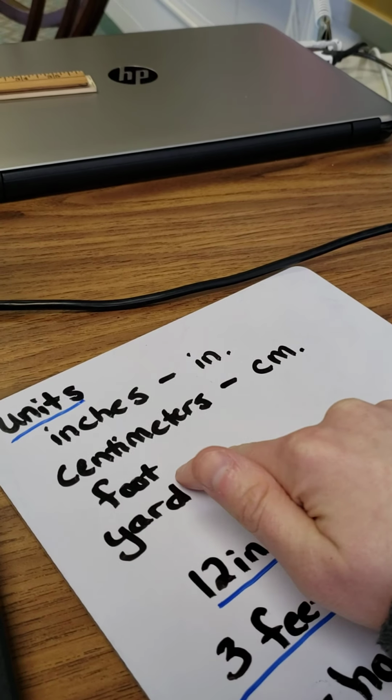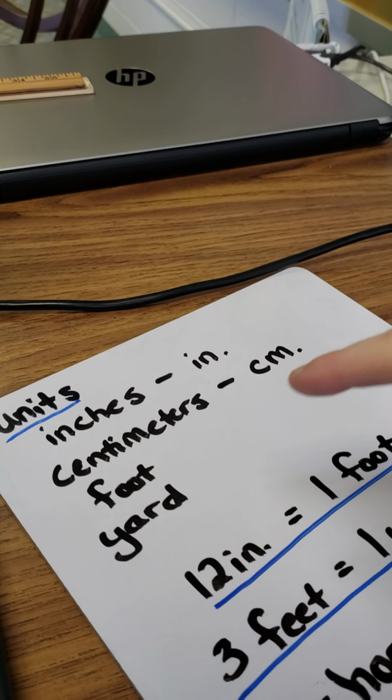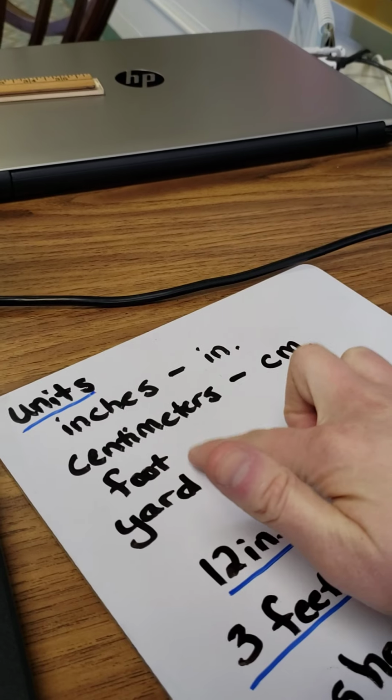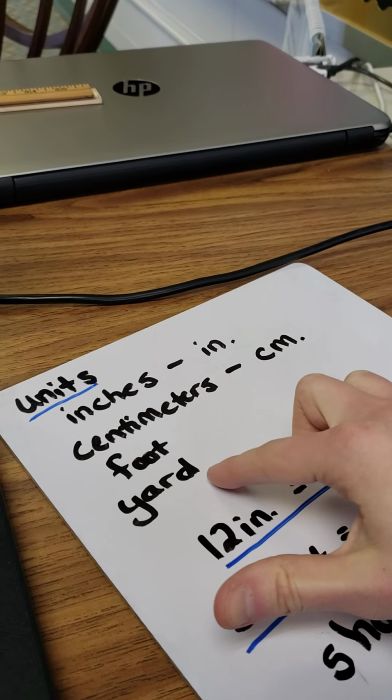I can use a foot. If I have more than one, it's going to be called feet, just like the body part. Okay, but we're not talking about body parts here. We're talking about how long something is. And then I have a yard.